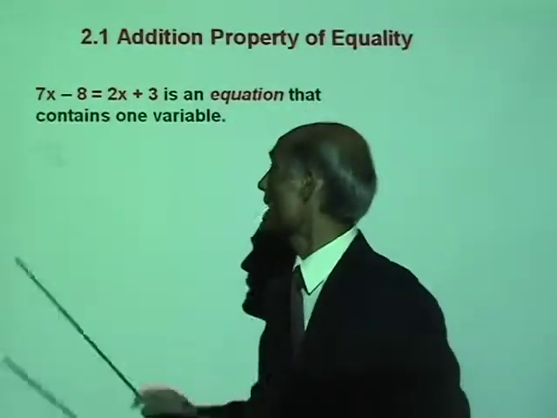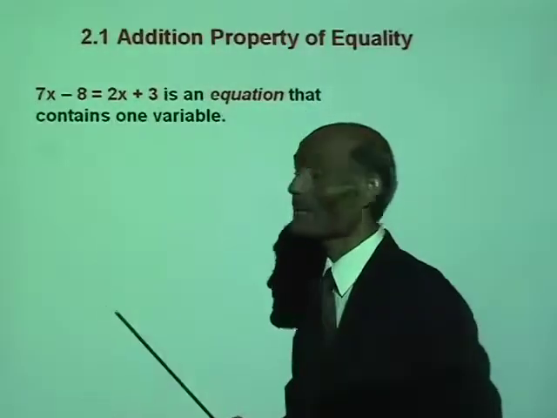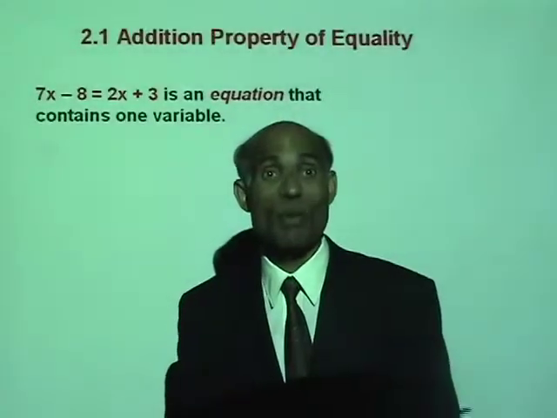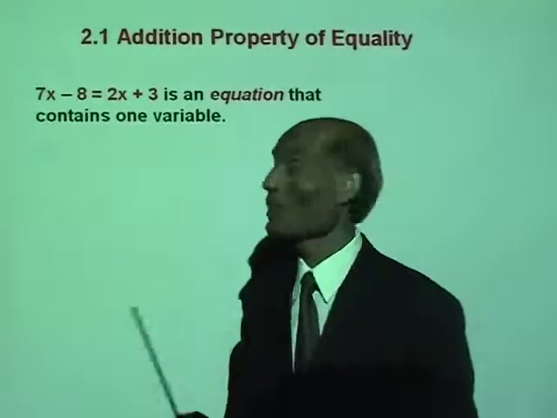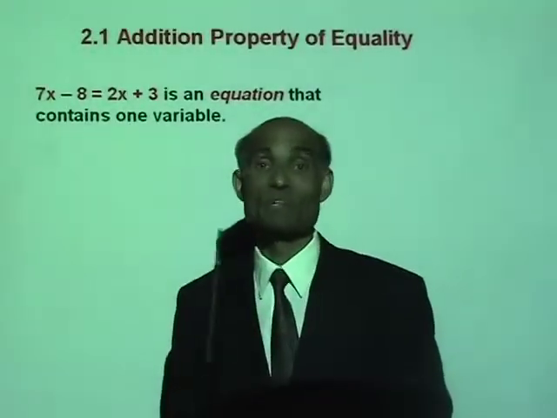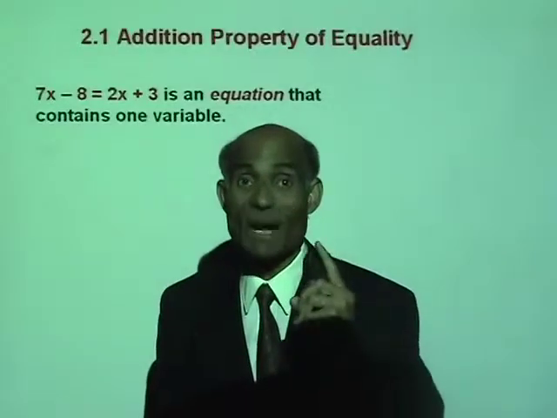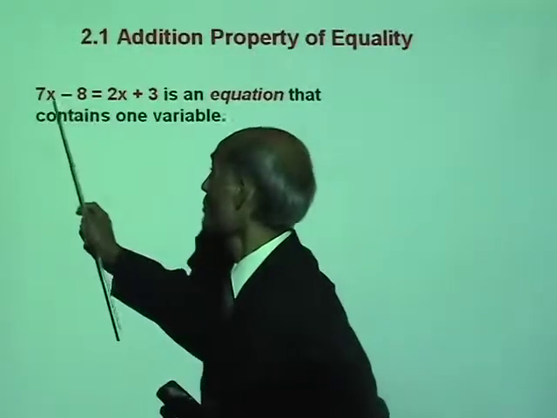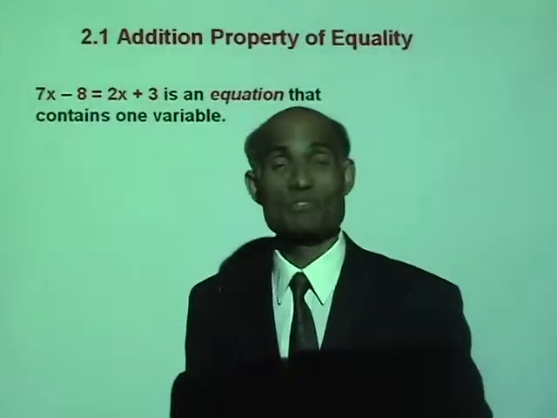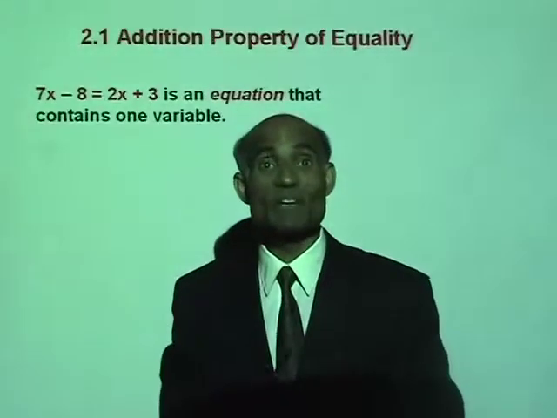7x minus 8 equal to 2x plus 3 is an equation that contains one variable. And what is the degree of this equation? The degree of this equation is 1 because the variable is of power 1. So this is a first degree equation.